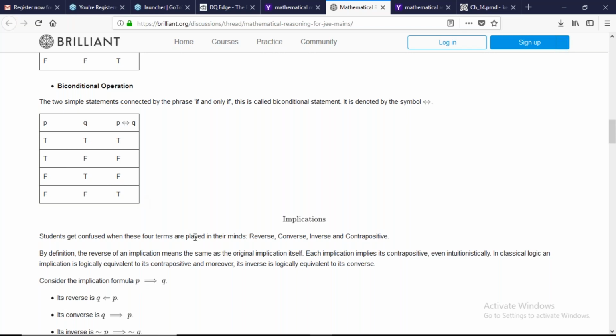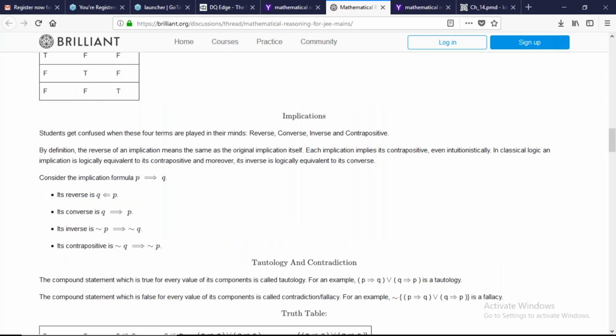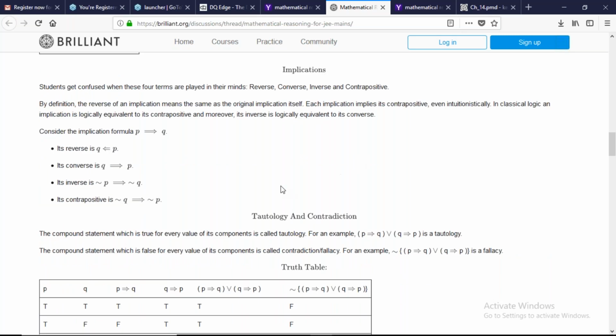Great. So the next thing is contrapositive. Contrapositive: any compound statement is said to be contrapositive when I say P implies Q, and you can say negation Q implies negation P.